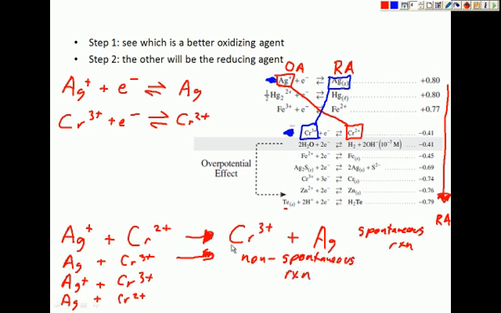Now, we're going to talk a lot about non-spontaneous reactions later, but what a non-spontaneous reaction means is that, yes, it could happen, but it's not going to happen by itself. It's not going to happen spontaneously. It's only going to happen if I add a lot of energy to it. Okay, and we'll talk about how much energy we have to add, but that'll be a little bit later. Okay, let's move on.